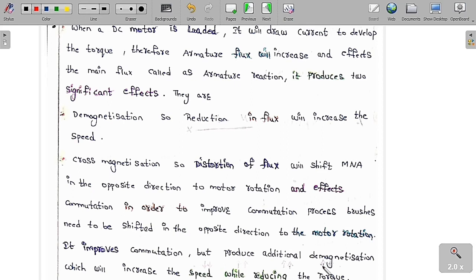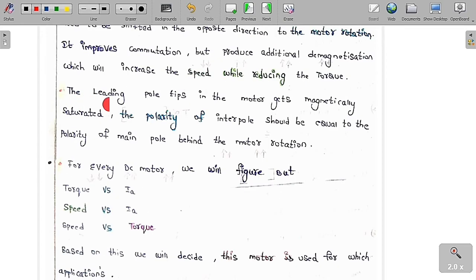So because of that, the flux will further decrease. So therefore the speed will increase and the torque will decrease. So this is the beauty of this one. As I already told you, the leading pole tip in the motor gets magnetically saturated. So these things I have already told you in the case itself in the motor.